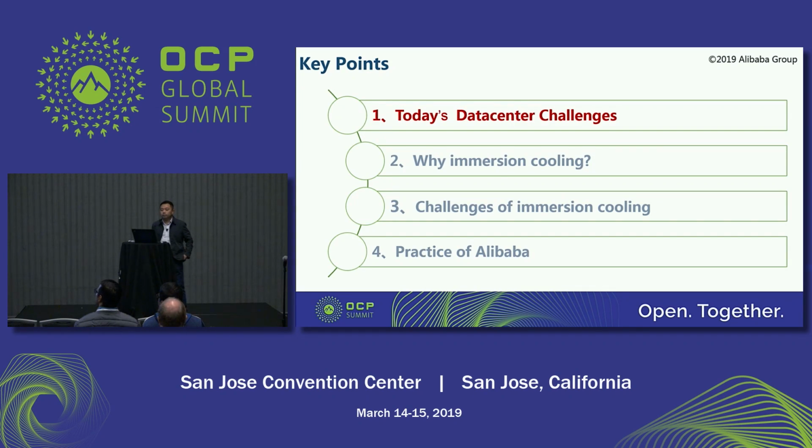The following share is divided into 4 parts. There are today's data center challenges, why immersion cooling, challenges of immersion cooling, and practice of Alibaba.